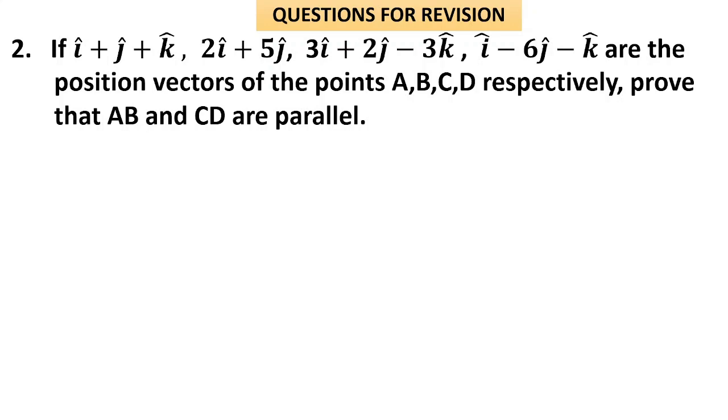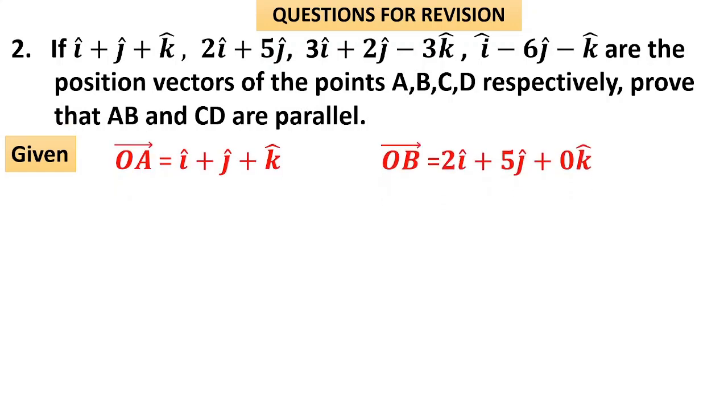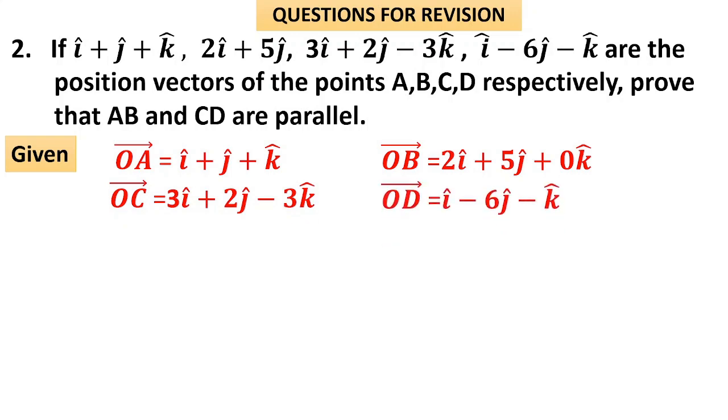Now to prove that they are parallel, there are many ways of proving it. Let us try to prove it by making use of this cos theta idea. What are given to you now? We are given OA, position vector of A, OB, position vector of B, OC, position vector of C and OD, position vector of D. Now we want AB and CD.